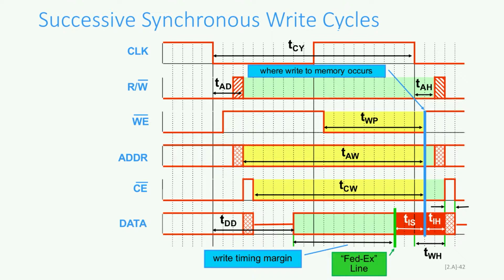and analyze. And so again, the FedEx line is similar. The FedEx line is just at what point does the data absolutely have to be ready to not violate the setup time for the write operation? And then the timing margin is simply the difference between that FedEx line and where the data first becomes valid, which is the beginning of the clock plus TDD.